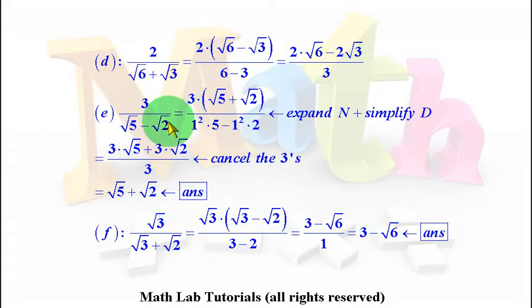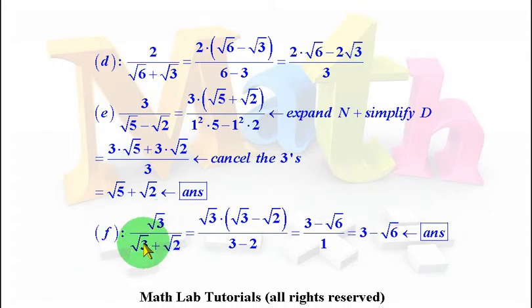When you expand the numerator, you get 3 root 5 plus 3 root 2. And then on the bottom, you get 5 minus 2, which is 3. And now I notice we have a 3 here, 3 here, 3 here. So you can do a triple cancellation. 3 goes into 3 once, into 3 once, into 3 once. And we're left with root 5 plus root 2. Okay, very simple answer.